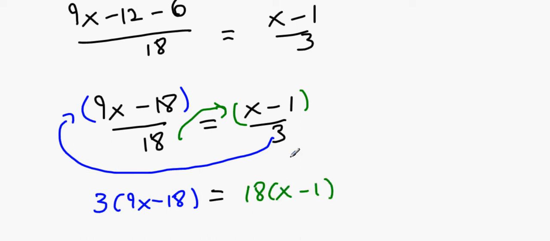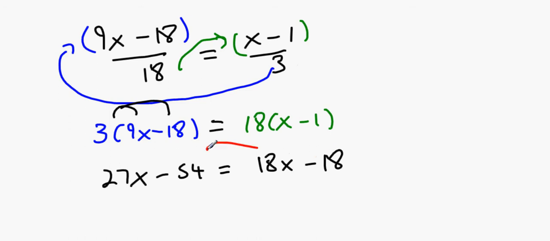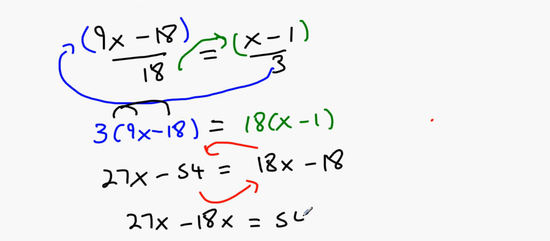And then what we're going to get when we multiply them out is 27x, 3 multiplied by 18, minus 54, and that's going to be equal to 18x minus 18. Bring the x's to one side, and the 54 to the other side, and what we're going to get here is 27x minus 18x equals 54 minus 18.